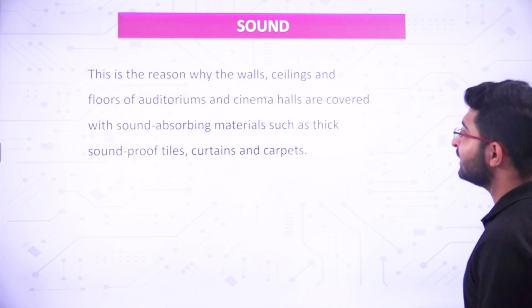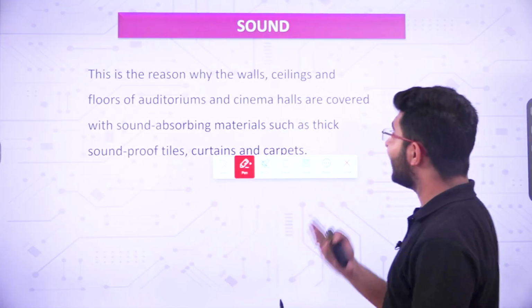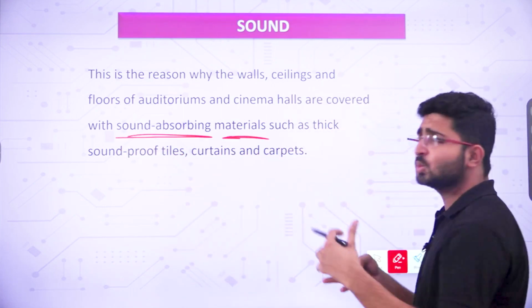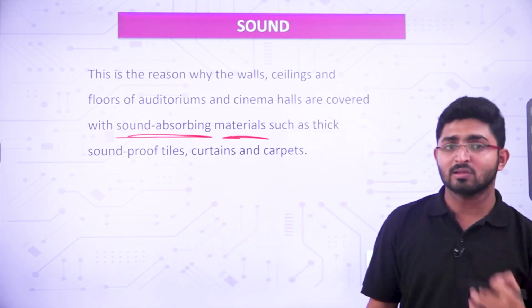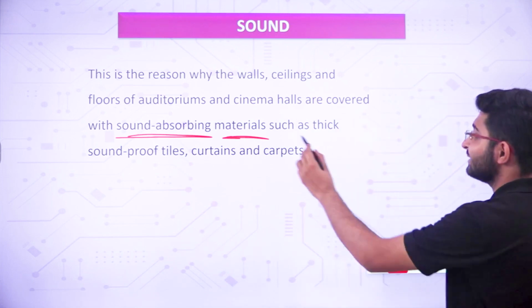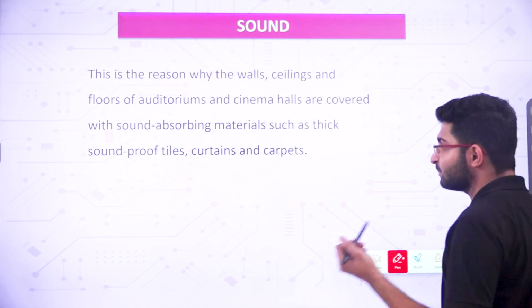Now moving ahead, this is the reason why the walls, ceilings and floors of auditoriums and cinema halls are covered with sound absorbing materials. We use sound absorbing materials in bigger halls, auditoriums and cinema halls so that the sound cannot reflect itself and the echo is not created, such as thick soundproof tiles, curtains and carpets. These are good absorbers of sound.